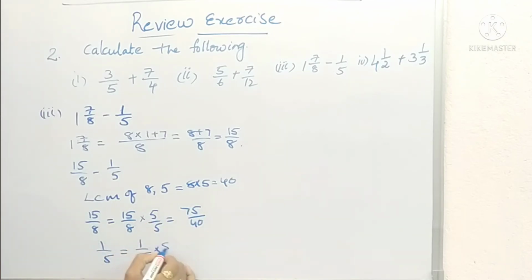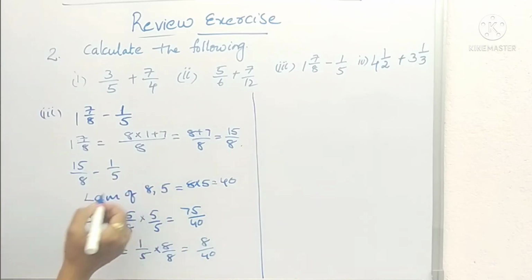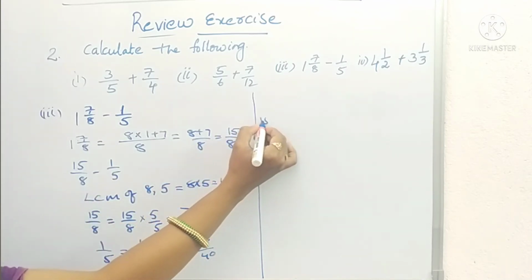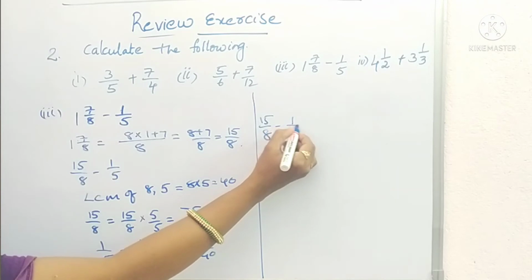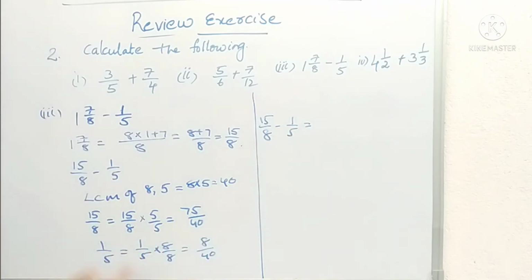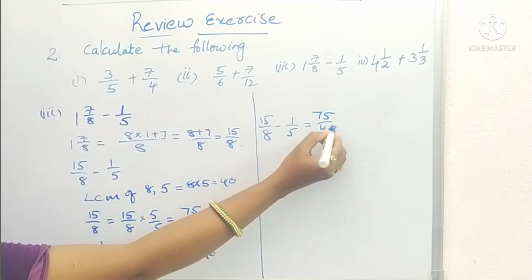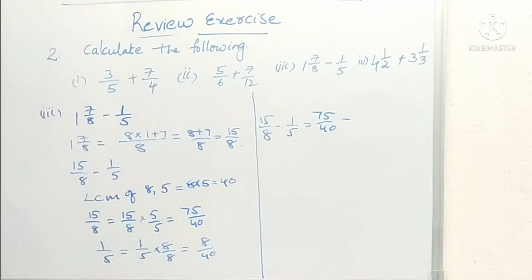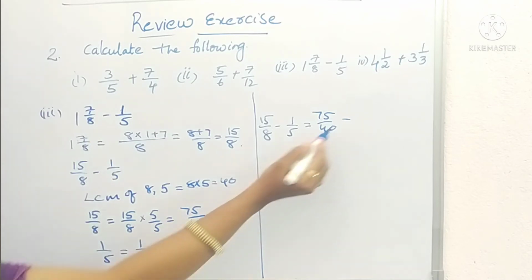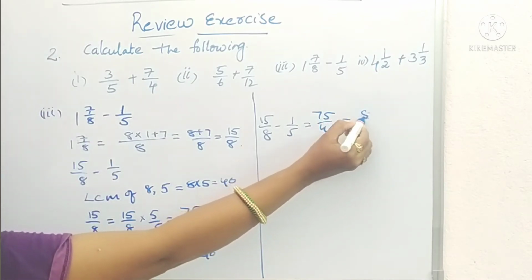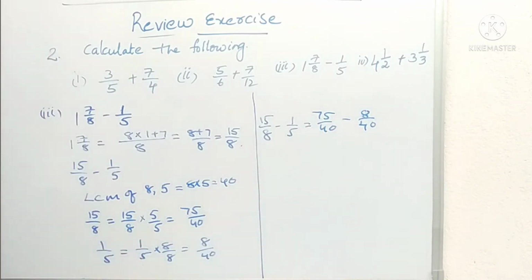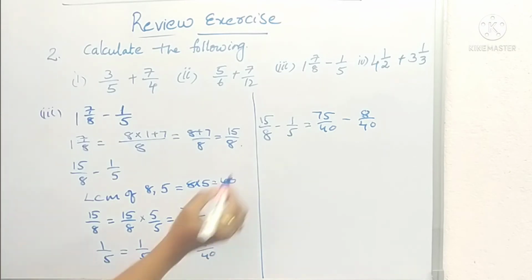5 8s are 40, right? So multiply by 8 by 8. Now these two fractions became like fractions. 15 by 8 minus 1 by 5 is equal to: what is the 15 by 8 value? 75 by 40 minus, what is the value of 1 by 5? 8 by 40, right?